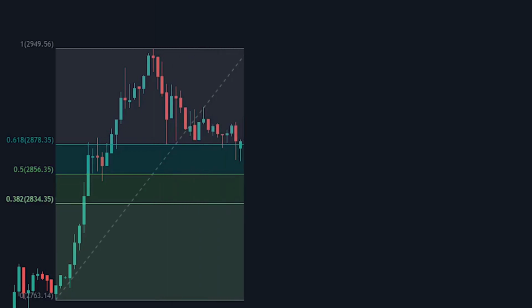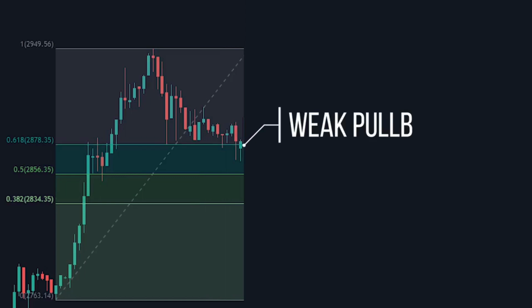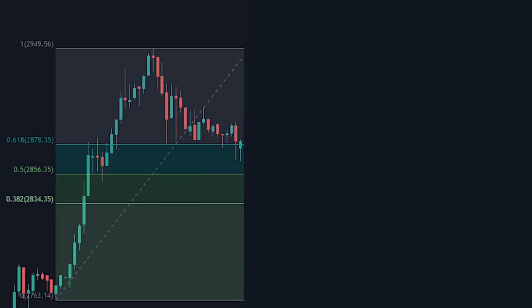As you can see in this example here, we set our lines to the low and to the high, and we can see the price rise, but it had a pullback only to the 0.618 line, which as we discussed earlier is a weak pullback. This is a very bullish sign. We enter the trade here. The price continues to go upwards after.